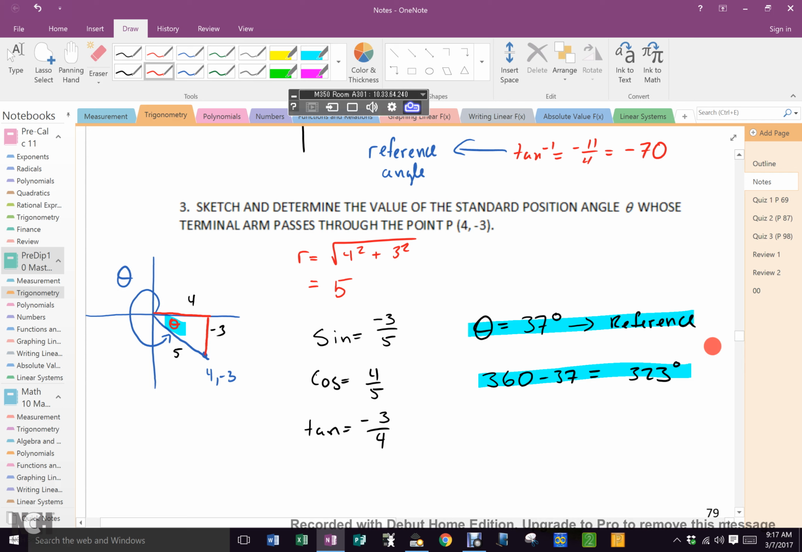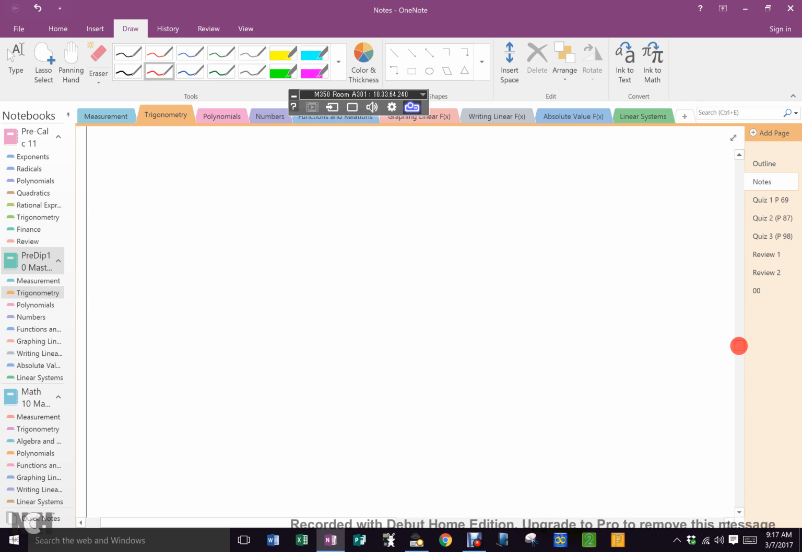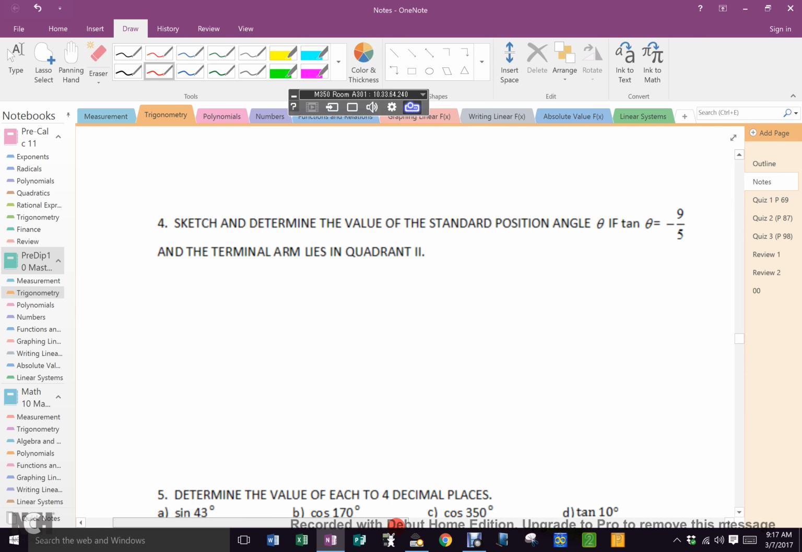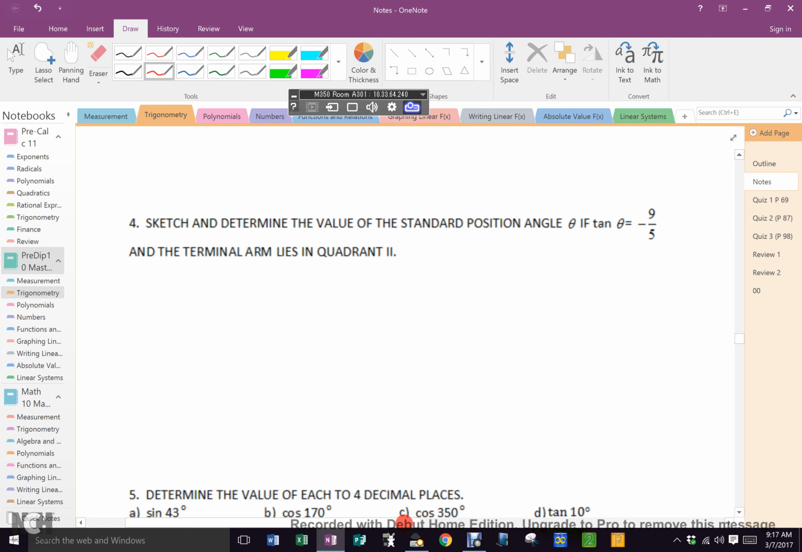No, because tan is opposite over adjacent. Everybody cool? Okay. Look at the next one. Okay, this one's a little bit different, right? It says sketch it and determine the value of the angle. So let's sketch it. The terminal arm lies in quadrant 2. Where's quadrant 2? Right here, right?